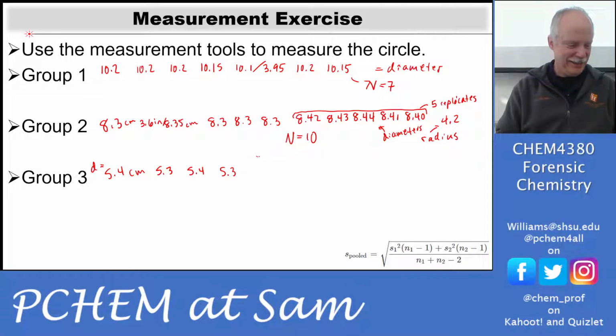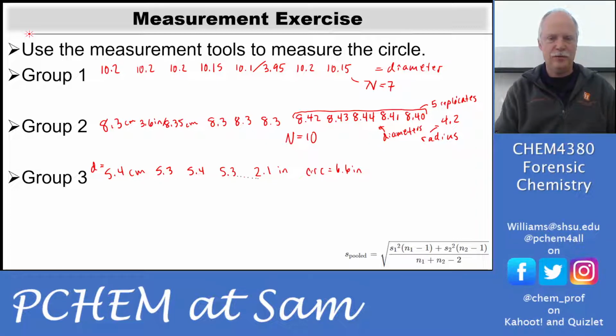And so then here's 2.1 inches. So inches, okay, and circumference 6.6 inches. So we have inches here. We have centimeters there. 1, 2, 3, 4, 5. I'm assuming that's a diameter. N equals 5. Okay. So look, we've got 7, 10, 5, and we've got the same circles, but we've got dramatically different numbers for those.